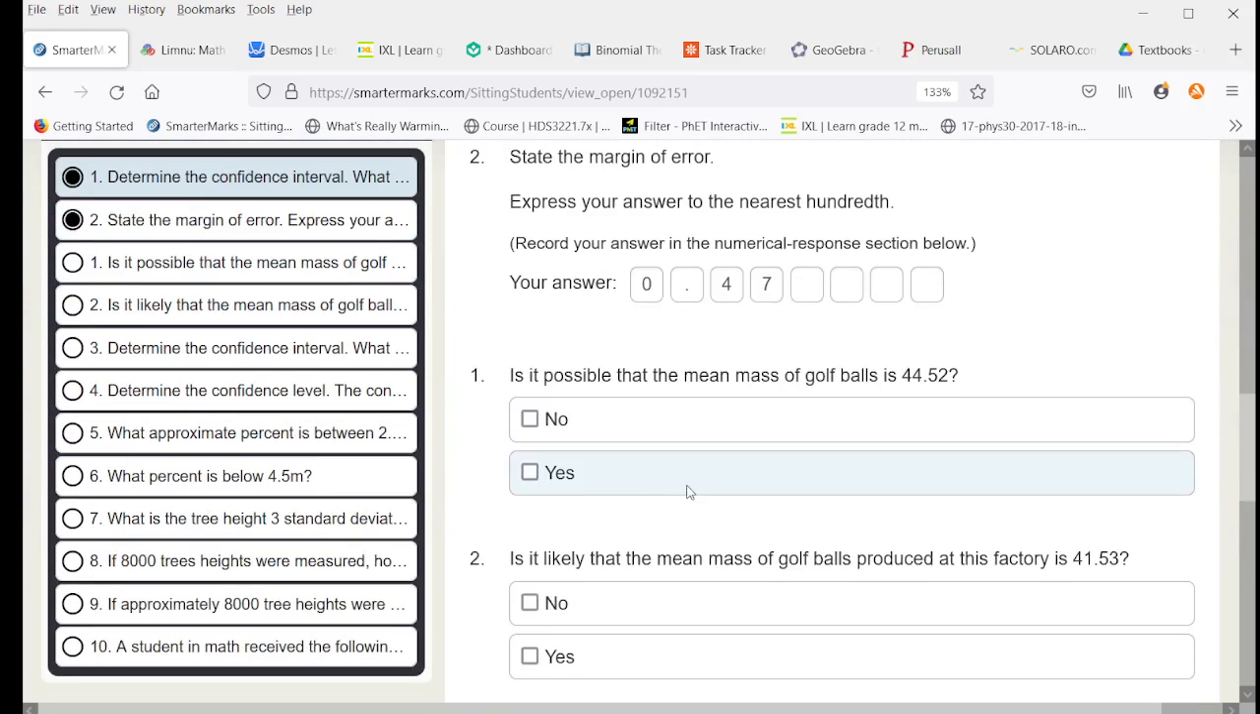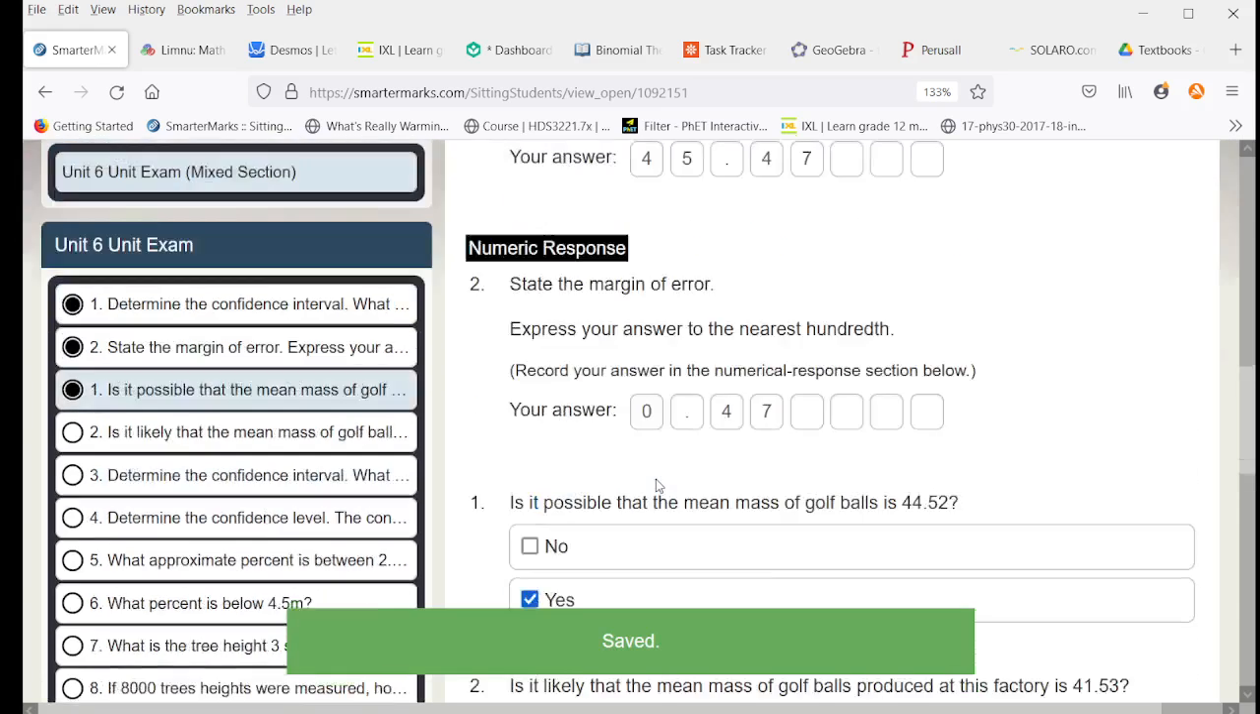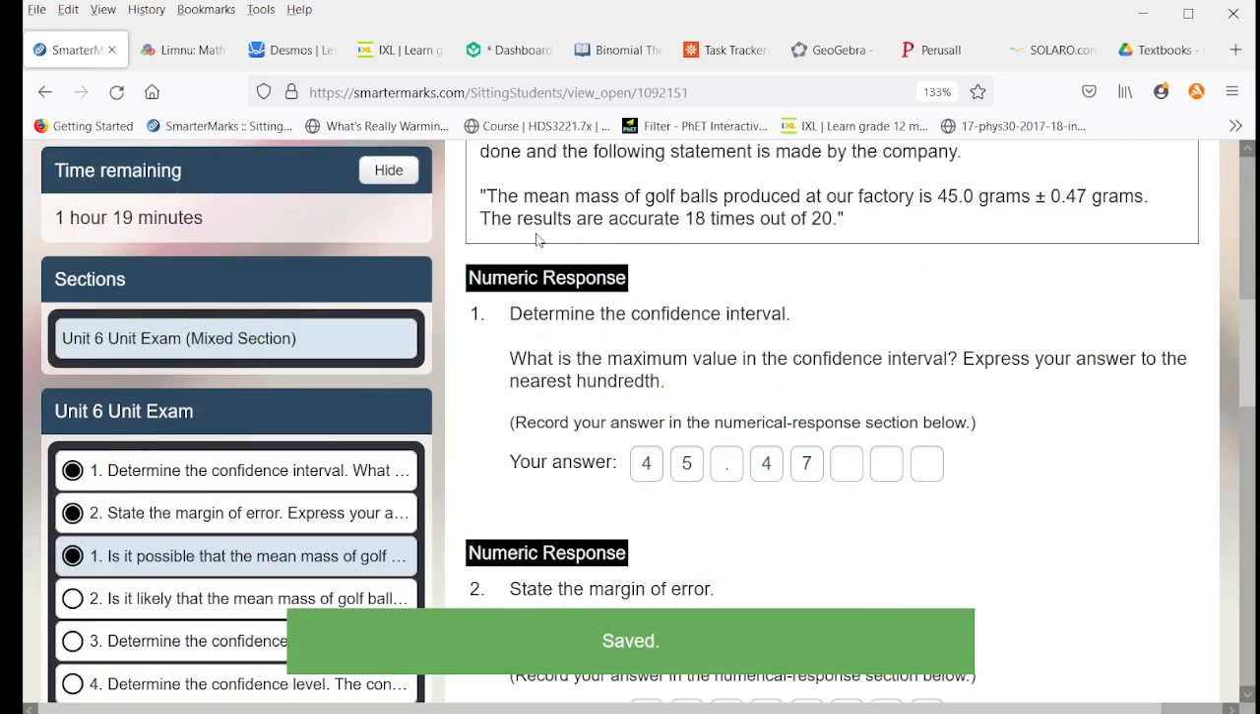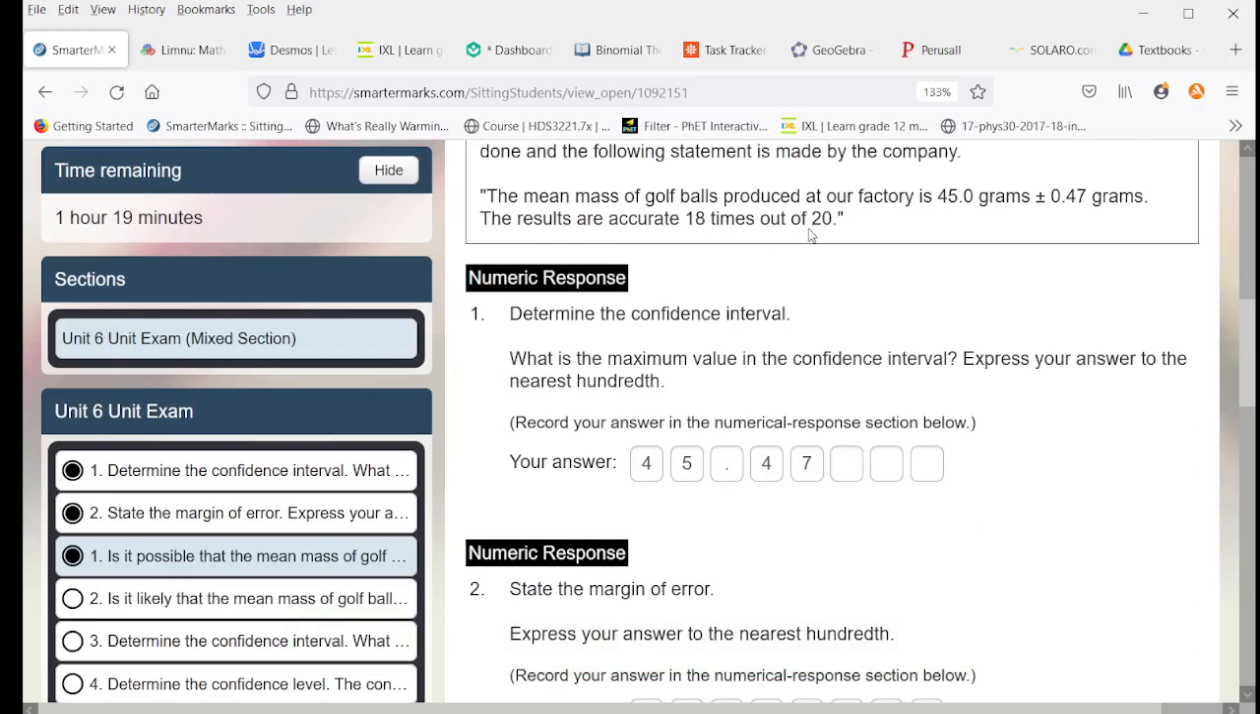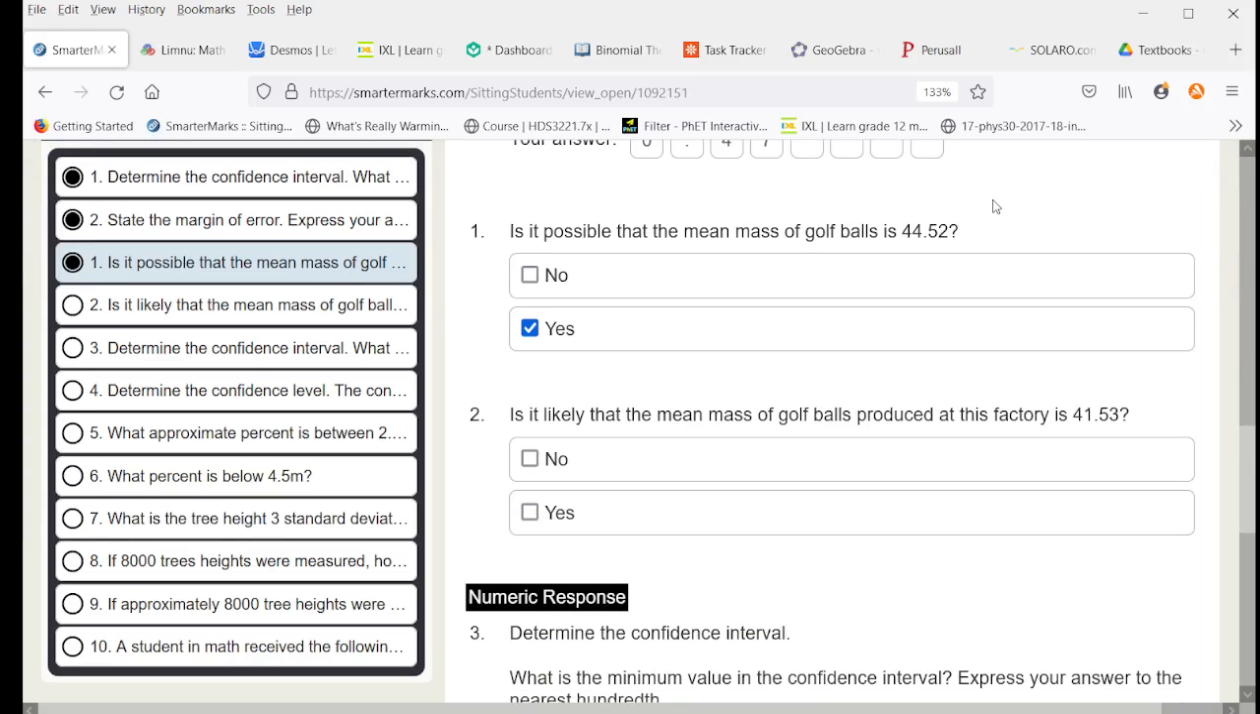So is it possible? Yes. It is simply not likely. But the results are only accurate 18 times out of 20. So 2 times out of 20, it's not this number. We don't know if it's higher or lower, but lower is possible.